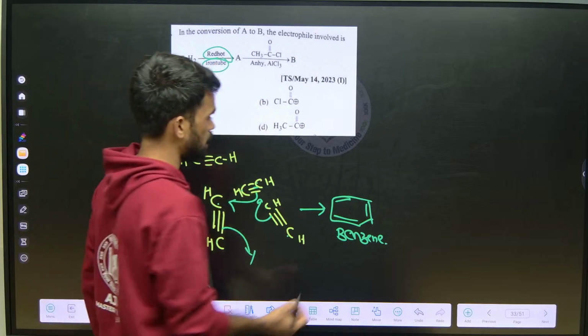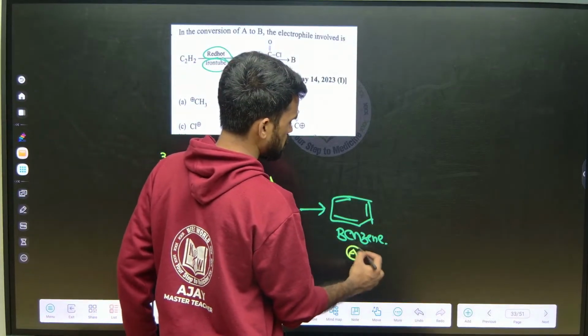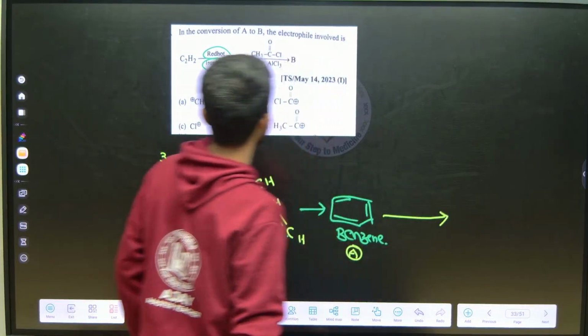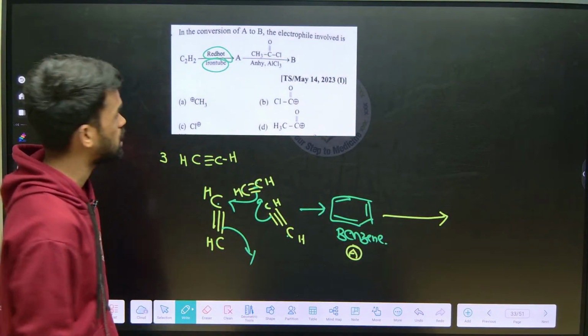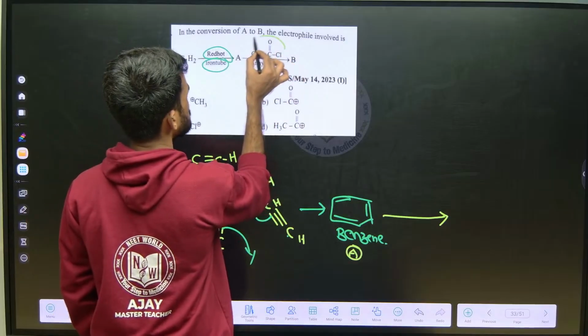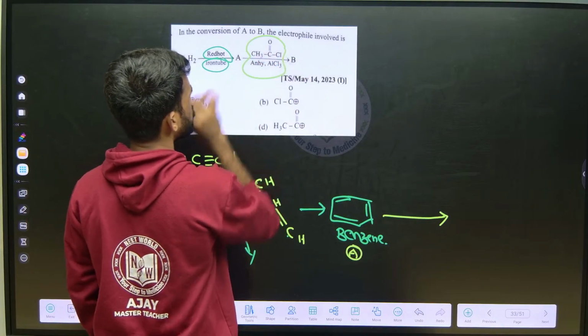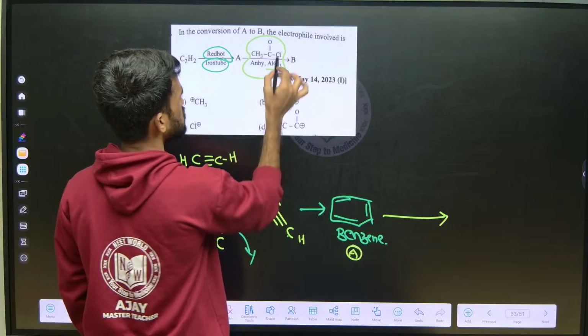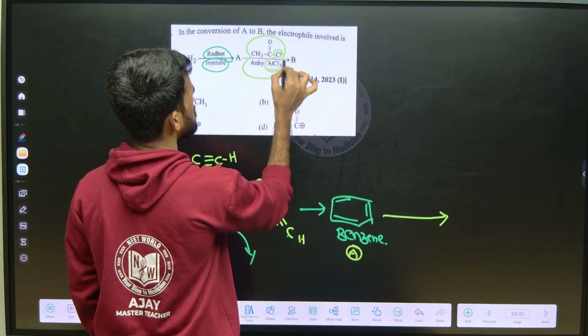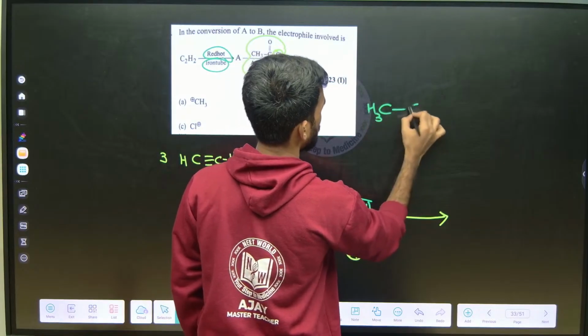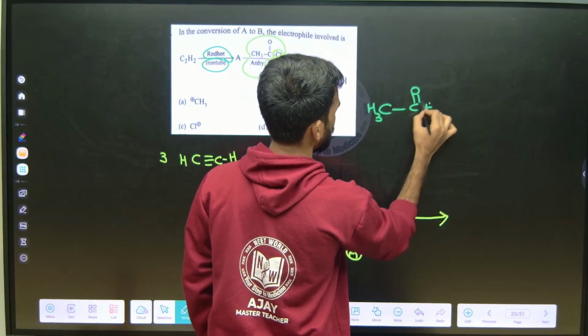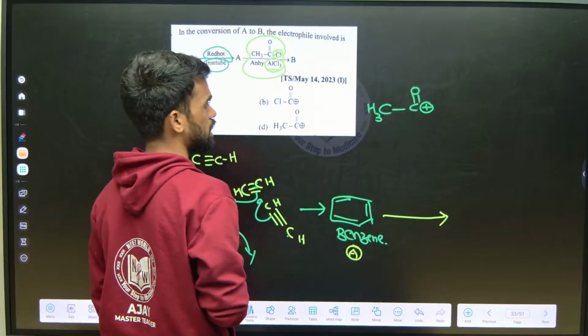So what is our A here? Benzene. This benzene undergoes substitution reactions, aromatic electrophilic substitution reactions. It is given as acetyl chloride with AlCl3. The chloride ion will be removed using this AlCl3 and generates a carbocation, an acetyl carbocation like this, that we can call the acylium ion.